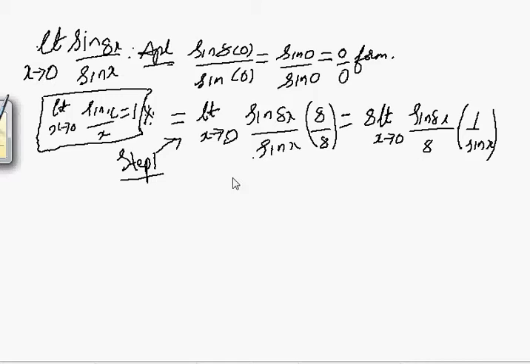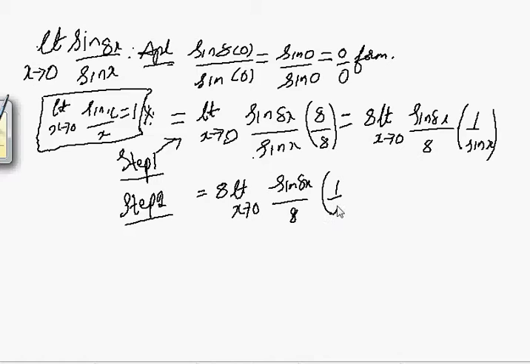Now my step 2, if you observe, I have sine 8x divided by 8, but I do not have an x, right? So again, my step 2 would be to get that x. To get that x, I am going to multiply and divide by x. So I have sine 8x divided by 8 times 1 over sine x. I'm going to multiply by x and divide by x.